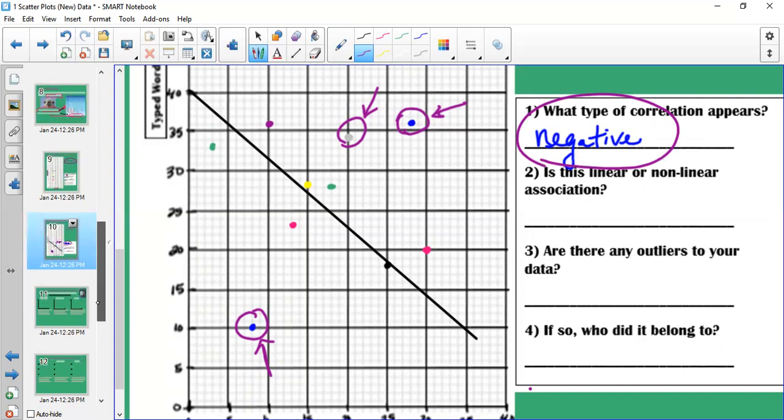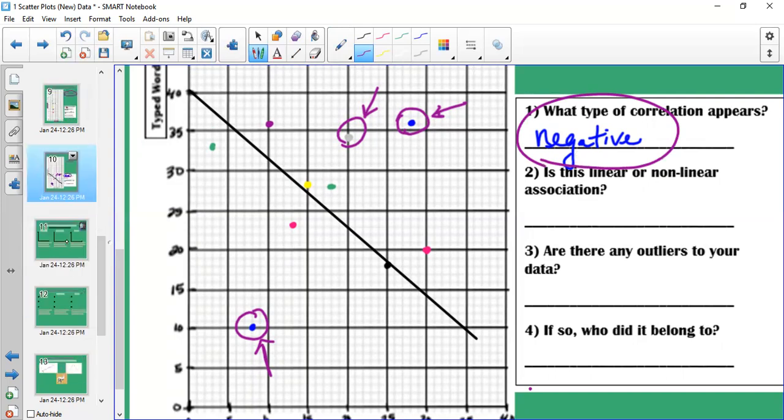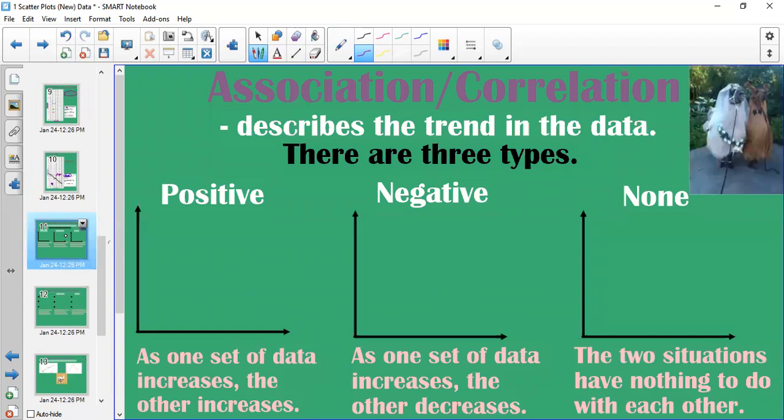Okay, so let's talk about those different kinds of data or different kinds of association. So we study these scatter plots, and we try to see what is the trend or what is the pattern in the data, because eventually later on this week we want to be able to use these trends or patterns to predict what could possibly happen in the future. Okay, so this association or correlation describes that trend in the data, and there are 3 types.